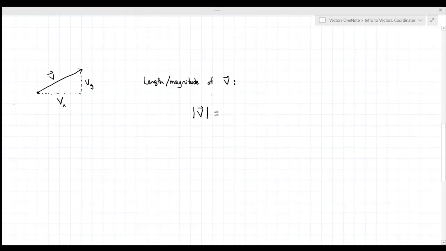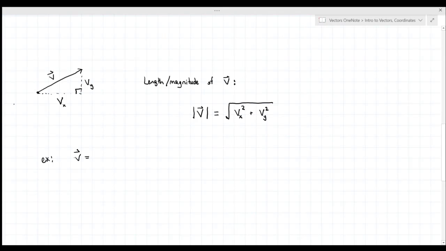Okay, so if I wanted to get the magnitude of this vector v, I can do that by using the Pythagorean theorem. Here we have a right triangle. So we know that a squared plus b squared will equal c squared. That means c, the length of the hypotenuse, so the length of the vector v, we could compute as the square root of the x component squared plus the y component squared.